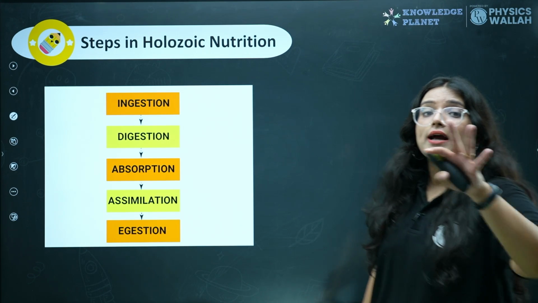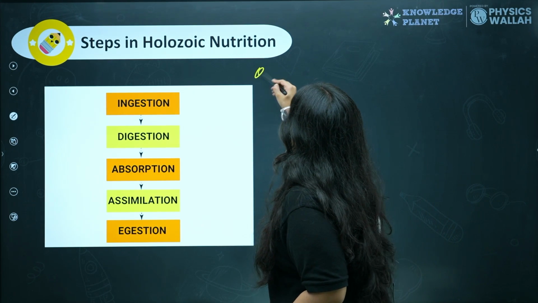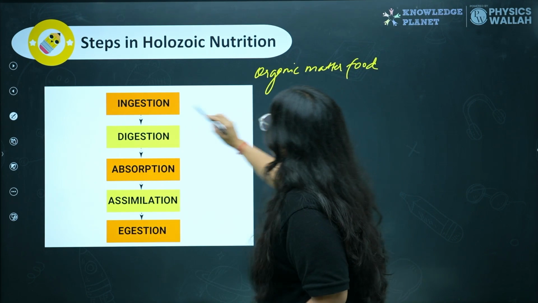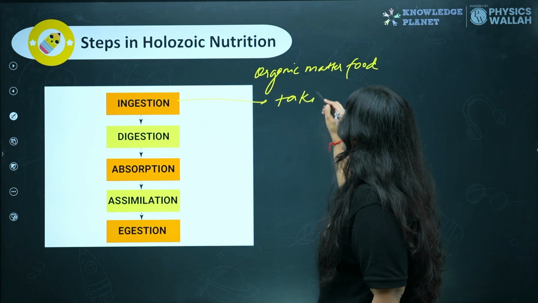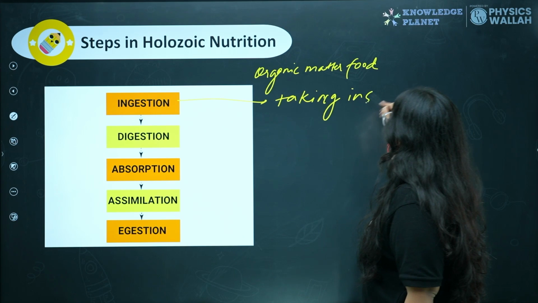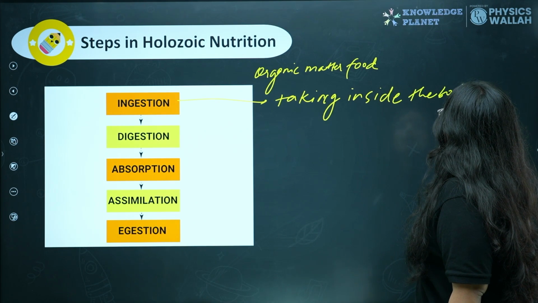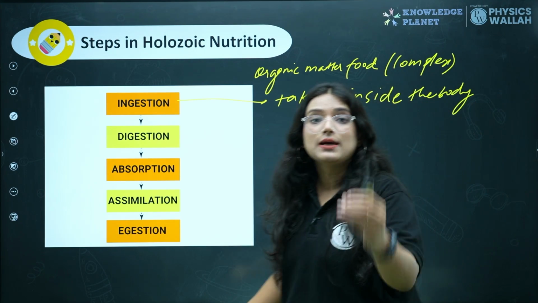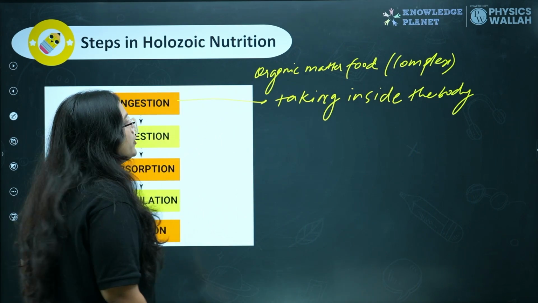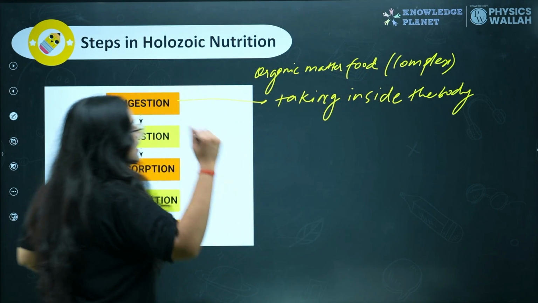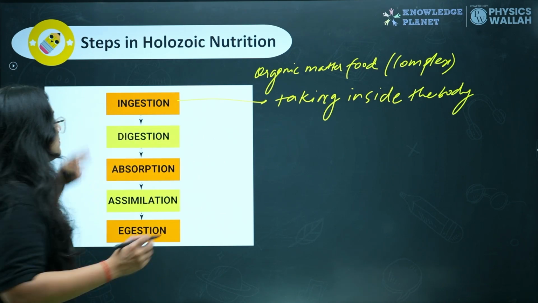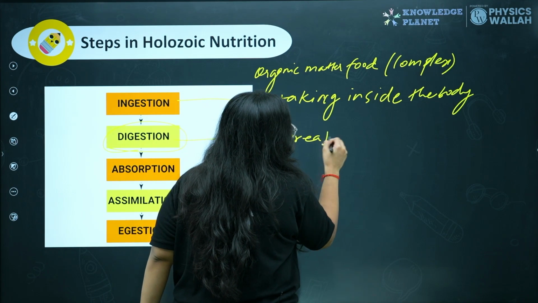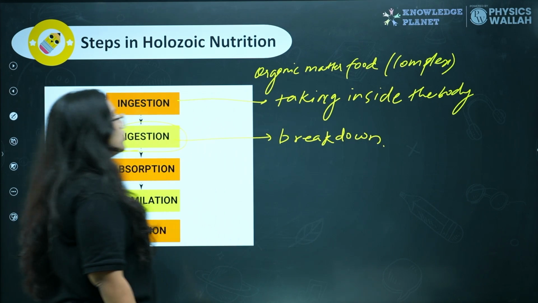Here it involves 5 steps. First, this organic matter, or you can say food, will be ingested. Ingested means it will be taken inside the body. Now this substance is complex, but we have to break it down into simpler substances to get energy from it. This breakdown of the complex substance into simple substances is known as digestion. It is the second step of holozoic nutrition.